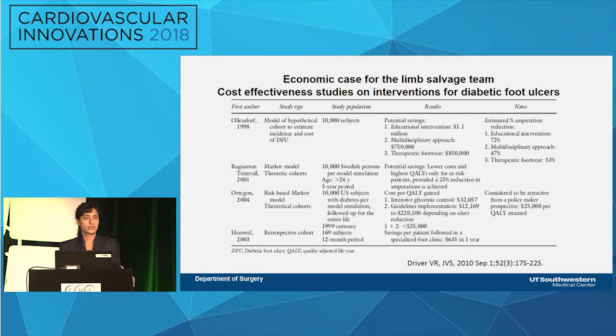Now, a multidisciplinary team approach requires hospital buy-in, and hence cost is important. It has been shown that a team approach, as well as limb salvage efforts, can reduce the cost of taking care of a diabetic foot by about $600 to more than $4,000 per patient.